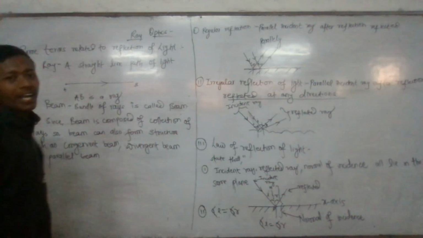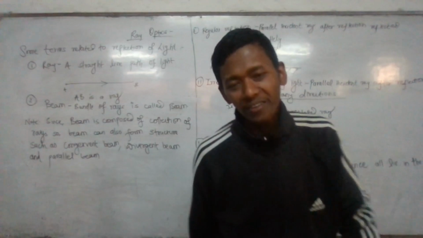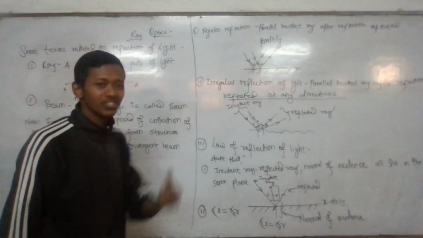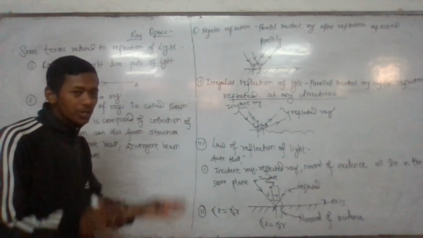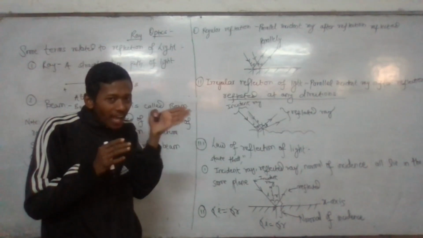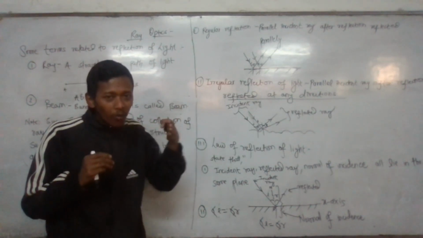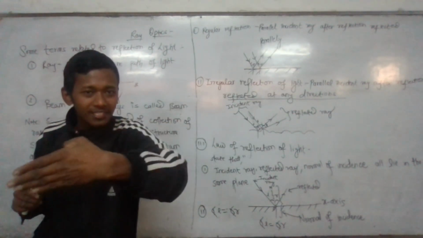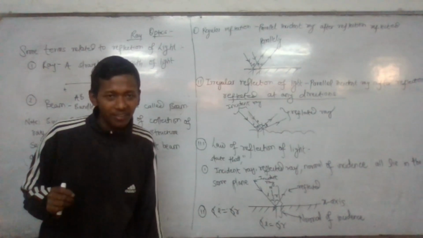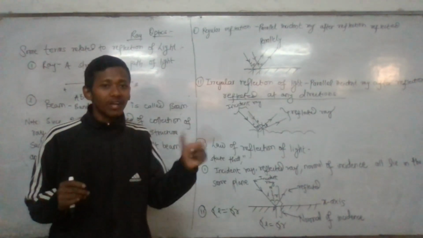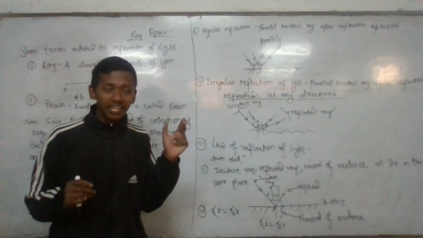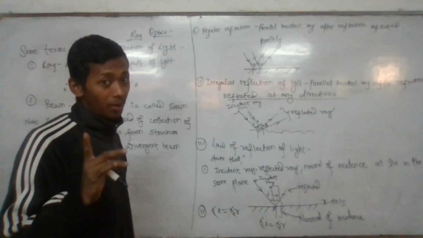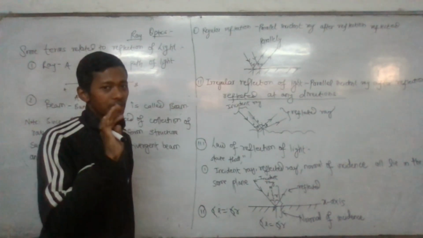You know, a ray cannot form either convergent, divergent, or parallel. Why? Because a ray is simply a straight line path, not more than that. So if a straight line path cannot form parallel, convergent or divergent, how can you say this is convergent? How can you say it is divergent? So a beam can form convergent, divergent, and parallel.